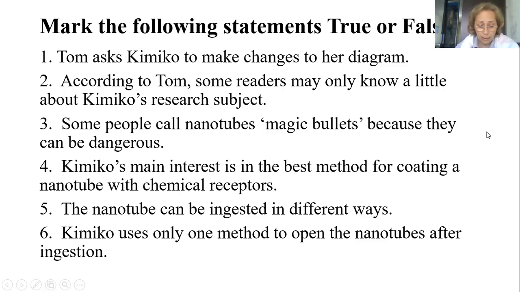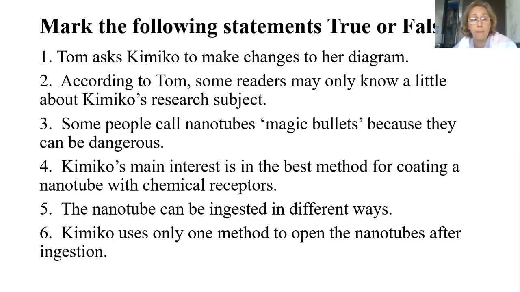As for the next one, Aidana, what do you think about this? I think it's true. Some readers may only know a little about Kimiko's research. Yes, so that is why she needs to explain, right? Yes. Duman, number 3. What do you think? Some people call nanotubes magic bullets because they can be dangerous. I think no. Yes, this is a false statement because it sends the drug to where it is needed. That's why they call them magic bullets.